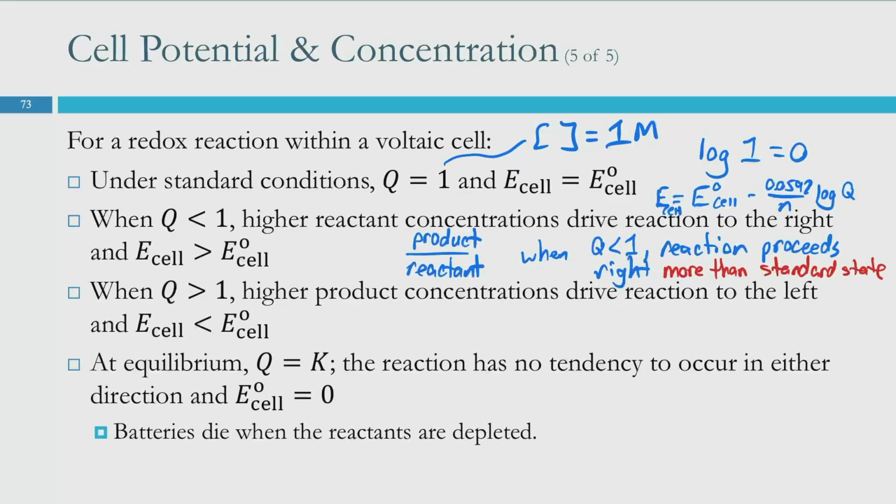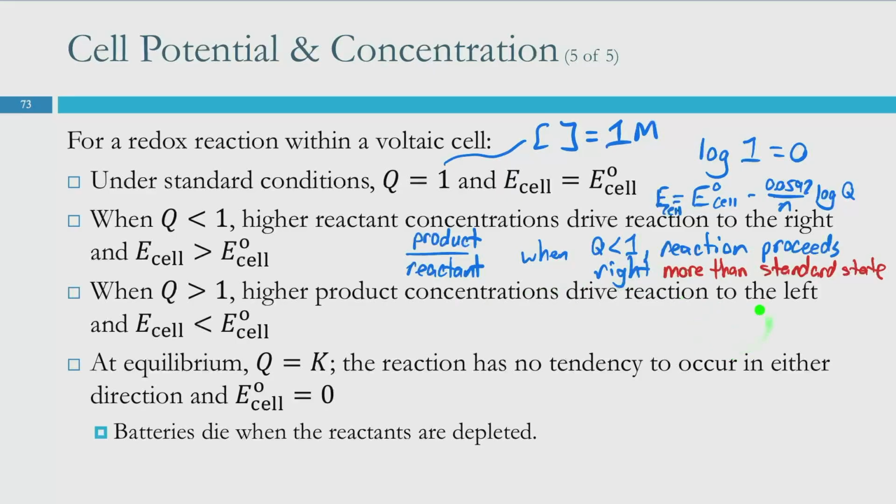That's the conceptual way of thinking about it. That doesn't necessarily mean that it's going to proceed right, but it will do so more than the standard state. Because we could have a non-spontaneous reaction, so it's just more favored to move left to right, even if it's non-spontaneous. The math reason: Q less than 1 means that our log Q is going to be negative. So the negative will cancel with this negative, so our E cell is going to be greater than our standard E cell.